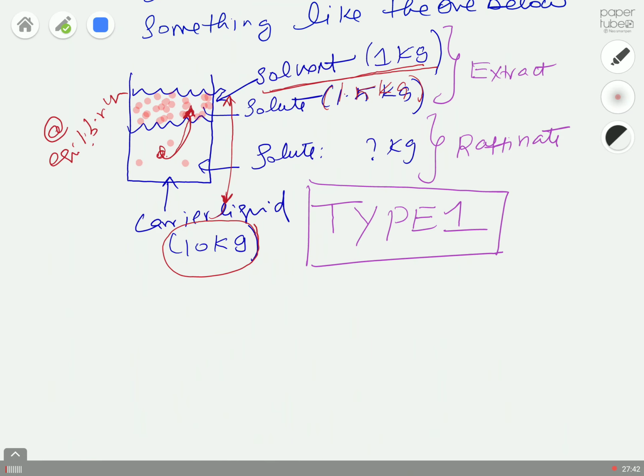So come back down. Now you can calculate this number, which means you have 0.5 kg of your solute remaining here. So your raffinate is going to contain 0.5 kg of your solute. Your extract will contain 1.5 kg of your solute, your solvent mass is going to be 1 kg, and your carrier liquid mass is going to be 10 kg. So the raffinate is 10 kg plus 0.5 kg, and your extract contains 1 kg of solvent plus 1.5 kg of solute.